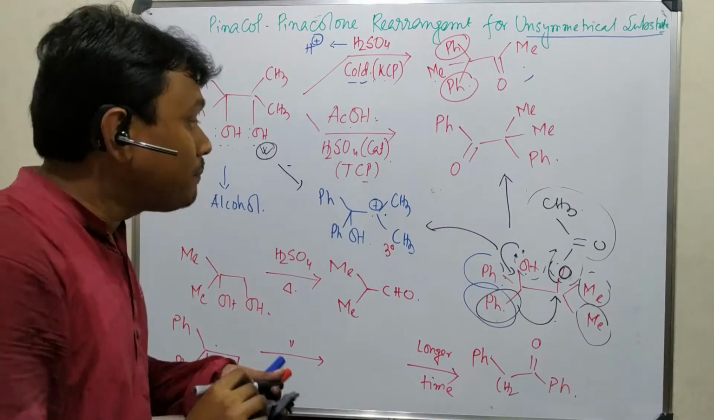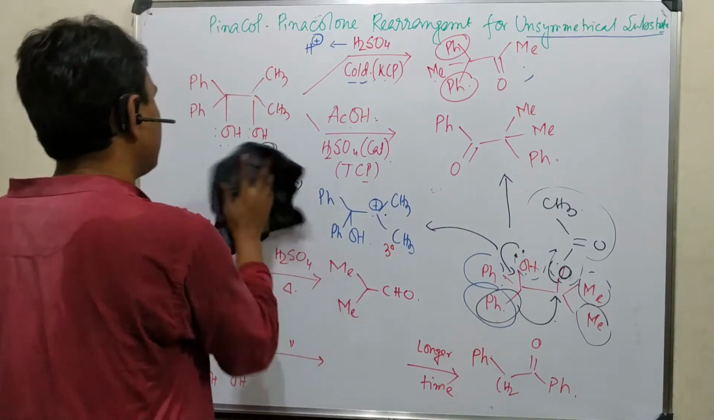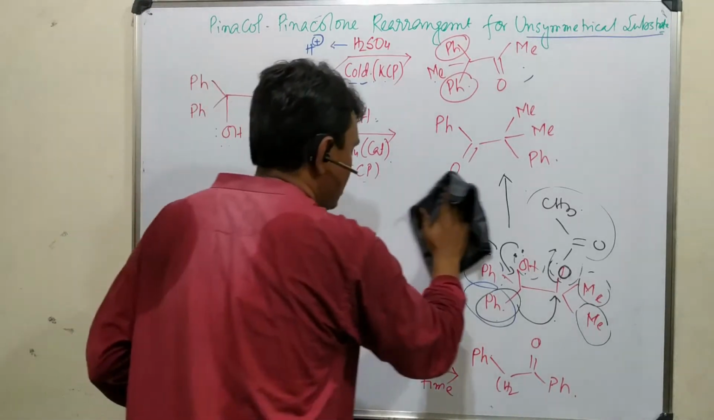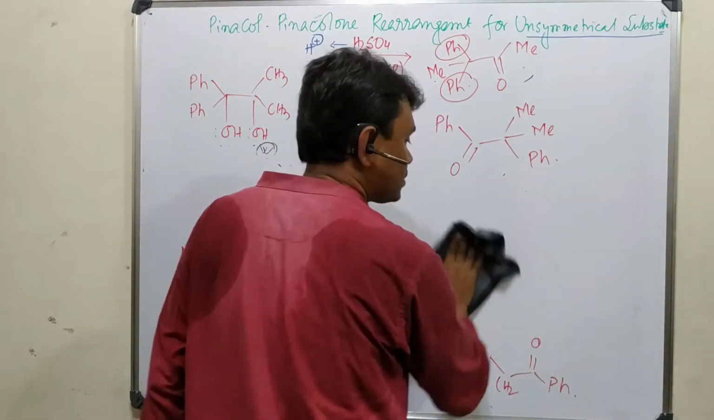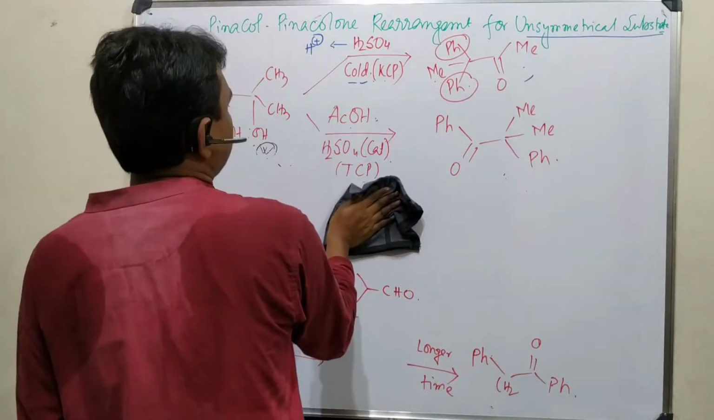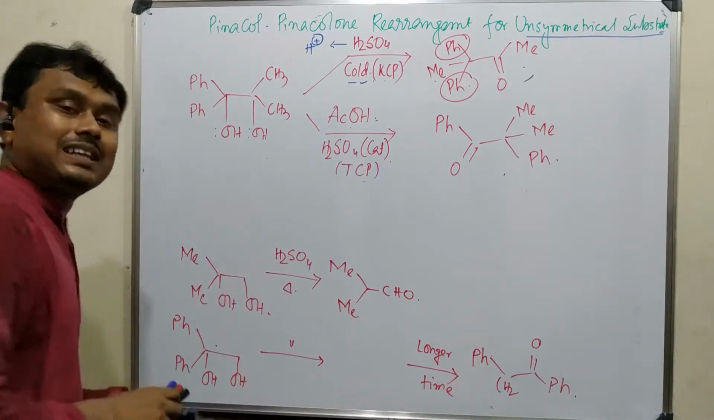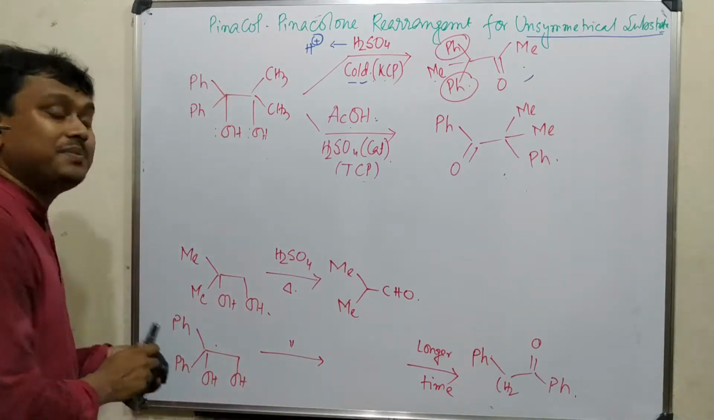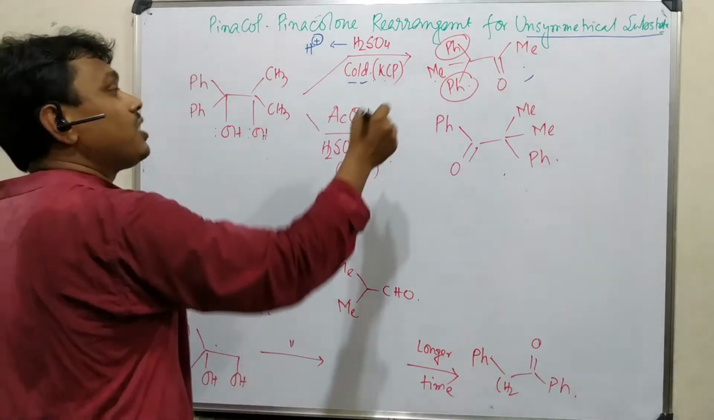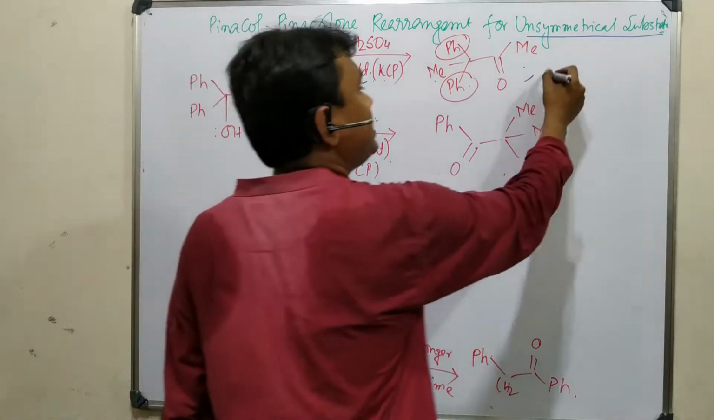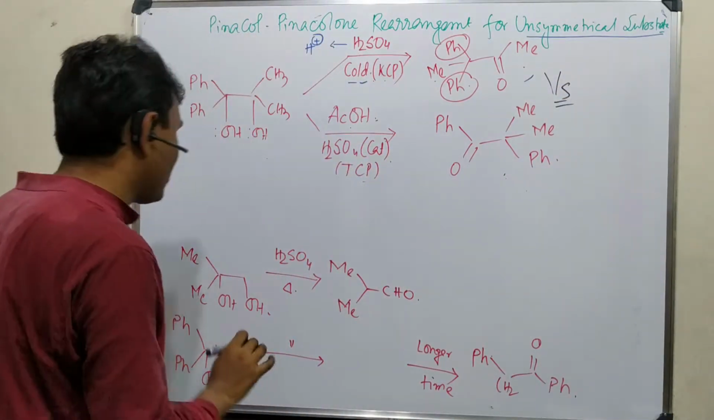So this is the basic concept of thermodynamic control versus kinetic control. I believe you have understood this. It is a very important concept, and if you understand it, there is very little chance of mistake. Fine. Now let's discuss another example. This is also not a symmetrical one. What happens if you provide sulfuric acid? In the earlier case some contradiction was there about which group would migrate and when, but here there is no contradiction.